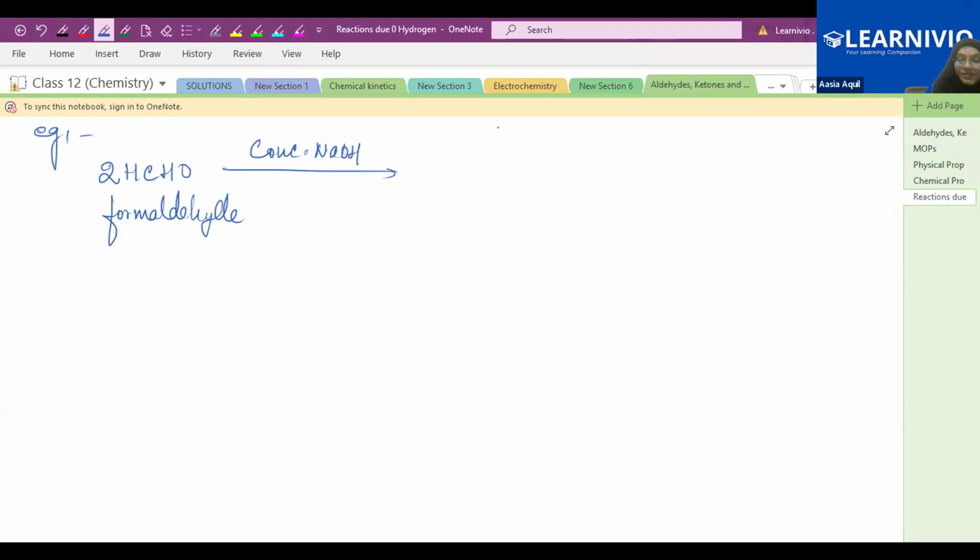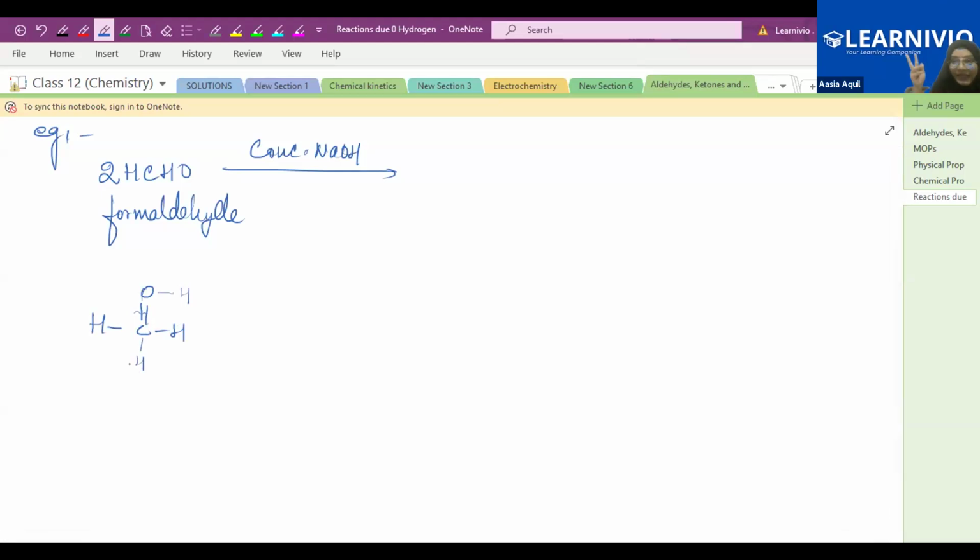Okay, so reduction is a removal of oxygen or the addition of hydrogen. Addition of hydrogen or the removal of oxygen. So what we are supposed to do, this is your HCHO. In the reduction, you have to break this pi bond, add 1 hydrogen to the oxygen and 1 hydrogen to this carbon. So this formaldehyde will undergo reduction.